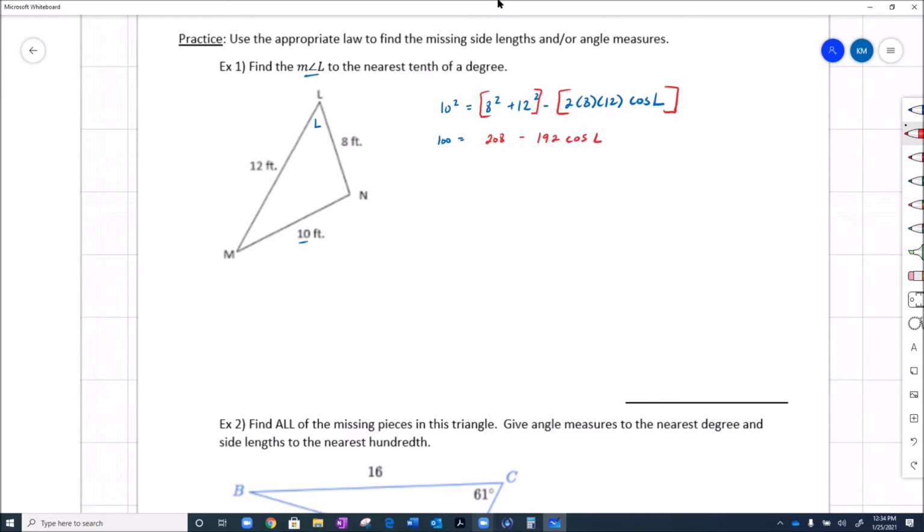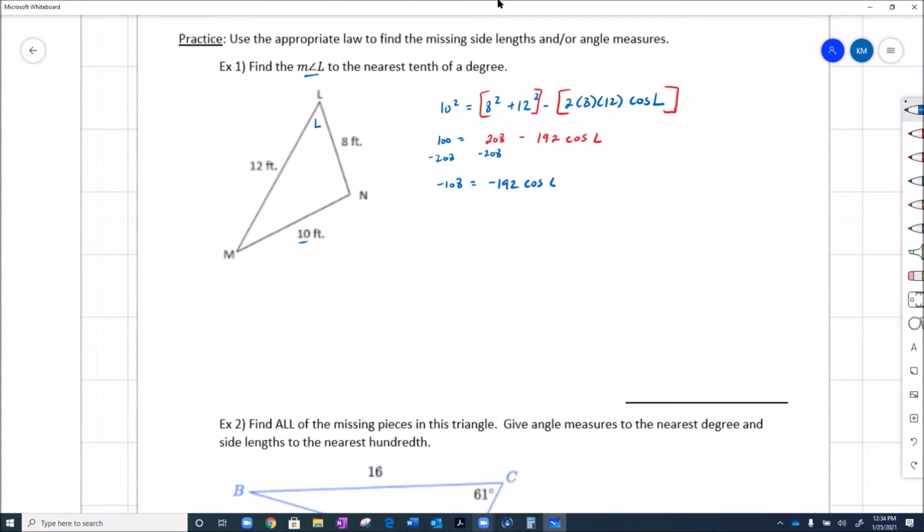Okay, so here's the important part here. Again, we do not want to combine these two because we can't combine 208 and 192. So we're solving for cosine L at this point. The first thing that we need to do is subtract 208 from both sides. And so that gives us negative 108 equals negative 192 cosine L.